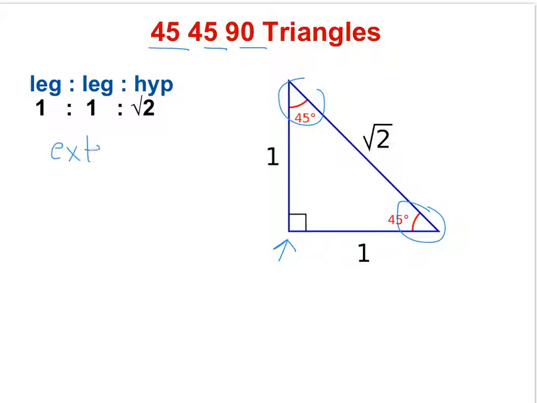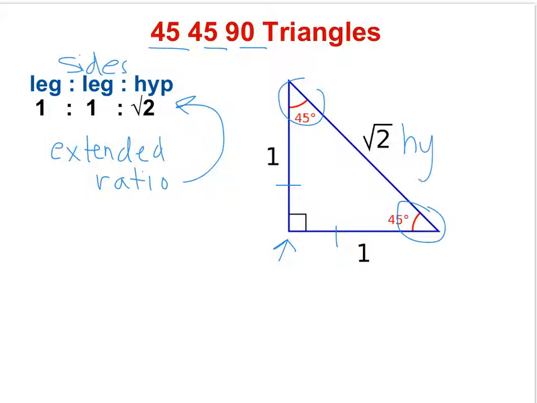Remember back to other lessons. This is the extended ratio for the side lengths of a 45, 45, 90 triangle. We have the legs that are congruent, so it's an isosceles triangle, and then we have the hypotenuse, which we know is always across from the right angle. So that's the easiest part for us to find. These are the legs, and they are the same. So we're going to use this as a reference triangle when we work with our problems.